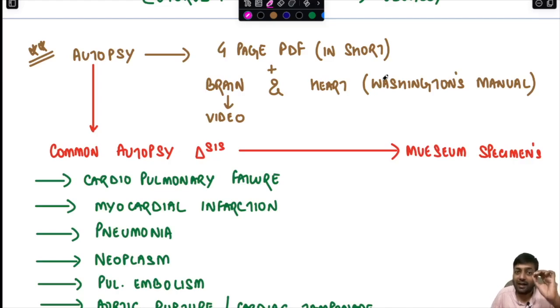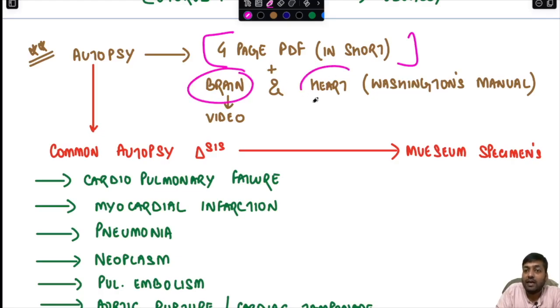That is why currently, if you see, I have already shared a 4-page PDF in short, which is covering autopsy in short. Before the exam, this is very exam friendly. You will trust me, you will not have the time or energy to go and read about 1,000 notes and everything for autopsy. Remember this point. In autopsy, basically two things are very important. One is the brain, one is the heart.